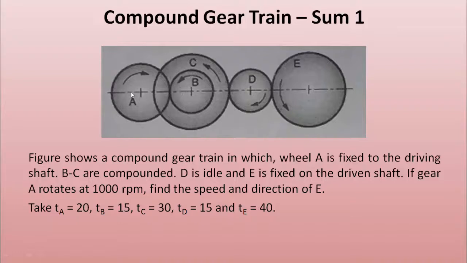In this question, they have told us that A is the driver and E is the driven. They have told us that A is rotating at 1000 rpm. We just have to find out the speed and direction of E. So A is transmitting power and motion to B. B and C are on the same axis, so they are rotating at the same rpm. C is transmitting power to D and D is transmitting power to E. So we have to find out what will be the speed and direction of rotation of E.